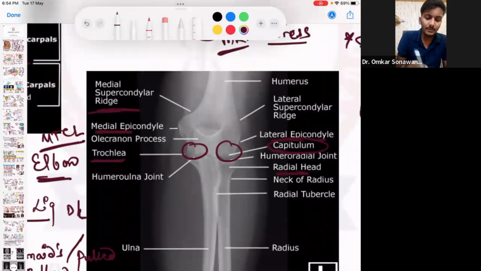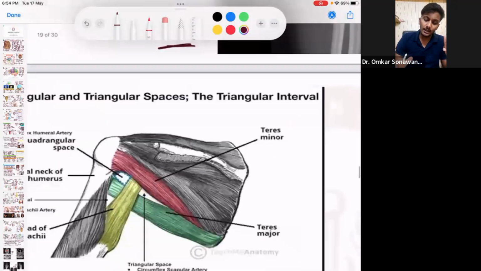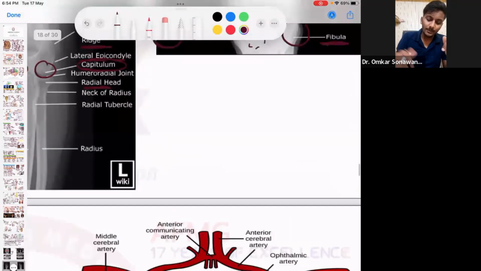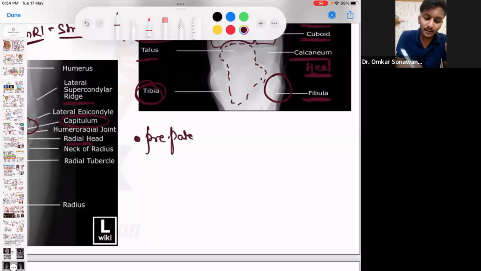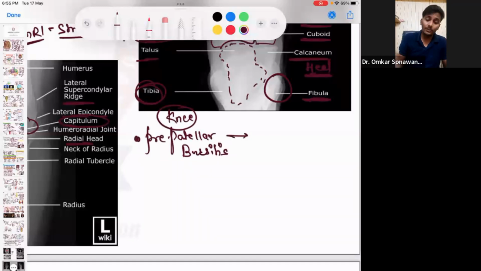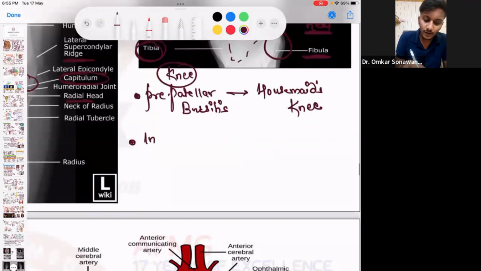Above the medial epicondyle is the medial supracondylar ridge. Above the lateral epicondyle is the lateral supracondylar ridge. As we talk about lateral epicondylitis, tennis elbow, medial epicondylitis, golfer's elbow, olecranon bursitis, student's elbow, please tell me prepatellar bursitis is called as? In the knee, inflammation of the prepatellar bursa, anybody online? Very good. It is known as housemaid's knee, because they sit on their knees. And second, infrapatellar bursitis is called as?